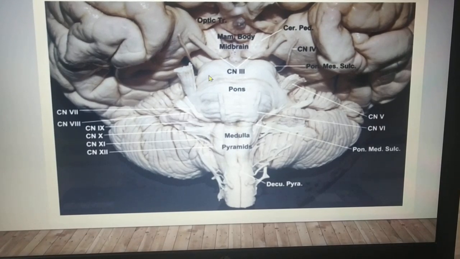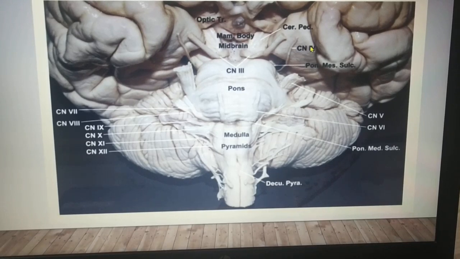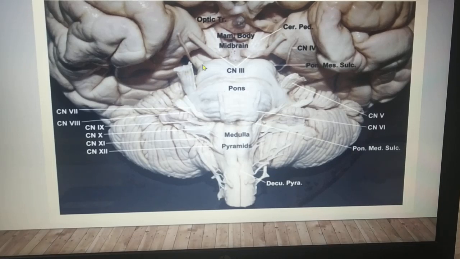The brainstem as a whole continues below as the spinal cord, and above it continues as the cerebral hemispheres. While dividing the brain, we divide it into forebrain, midbrain and hindbrain. The forebrain consists of the two cerebral hemispheres. The hindbrain consists of the pons and medulla on the ventral aspect and the cerebellum or the cerebellar hemisphere on the dorsal aspect.